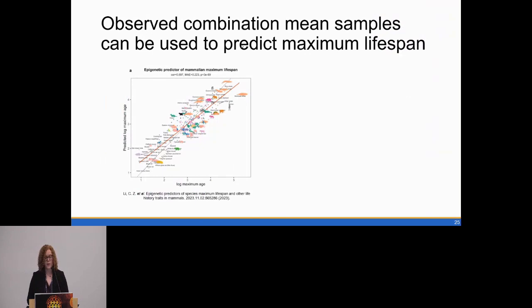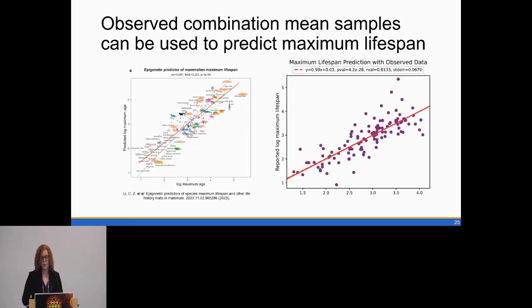As one example of a downstream analysis that can be performed with the imputed combination mean samples, we conducted a leave one species out linear regression analysis to predict the logarithm of the maximum lifespan based on methylation data, similar to the Lee et al. study shown here. We retrieved the maximum lifespan values from the AnAge database. When using exclusively observed data, the predicted log maximum lifespan values yield a 0.81 correlation with reported maximum lifespan values.